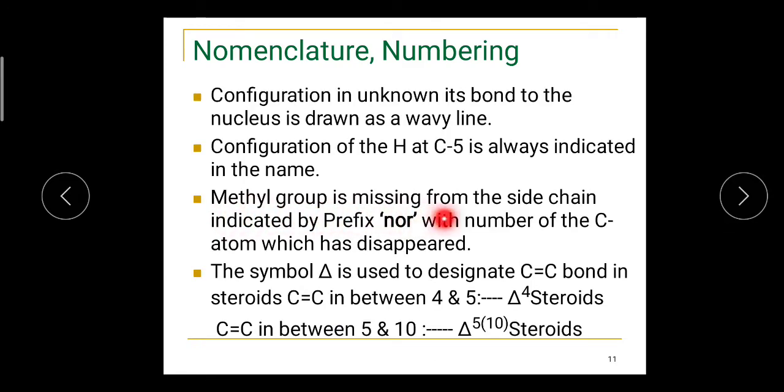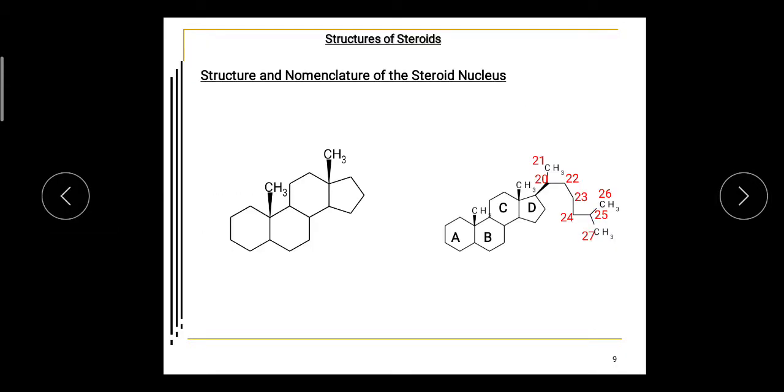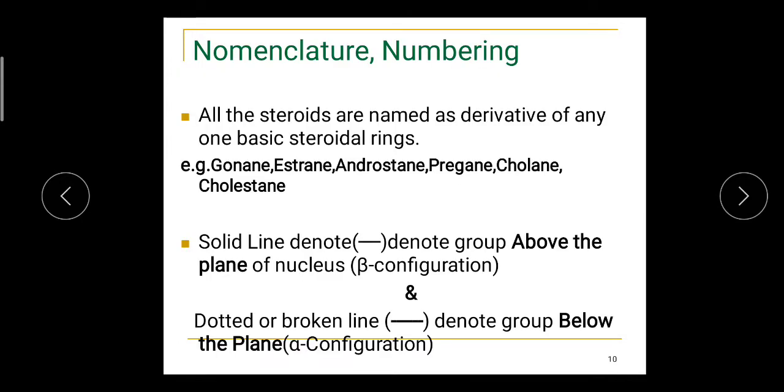If a methyl group is missing from the side chain, it is indicated by the prefix nor with the number of the carbon atom which has disappeared. For example, if the nucleus has 19 carbons, but this methyl group is missing, then the number is 18. So we can call it 18-nor, meaning the missing number and the nor.